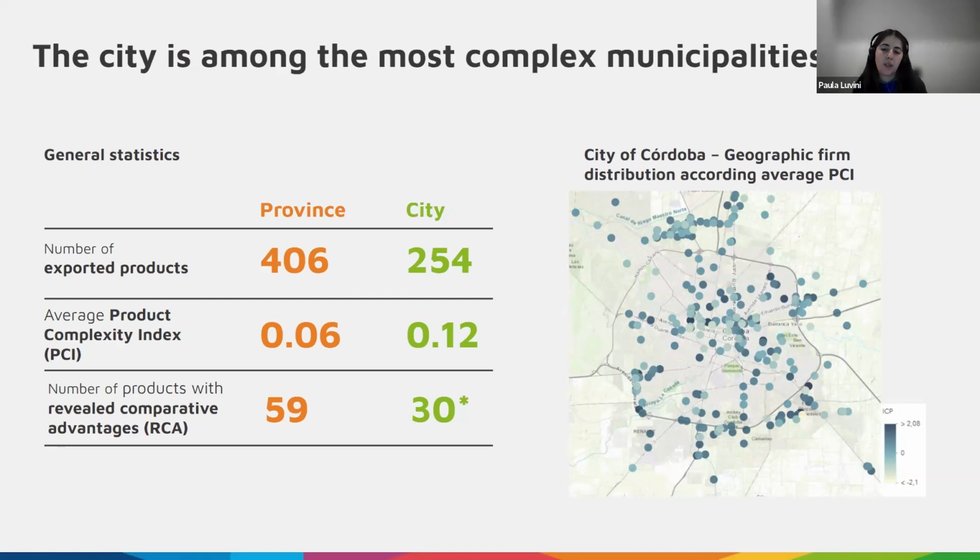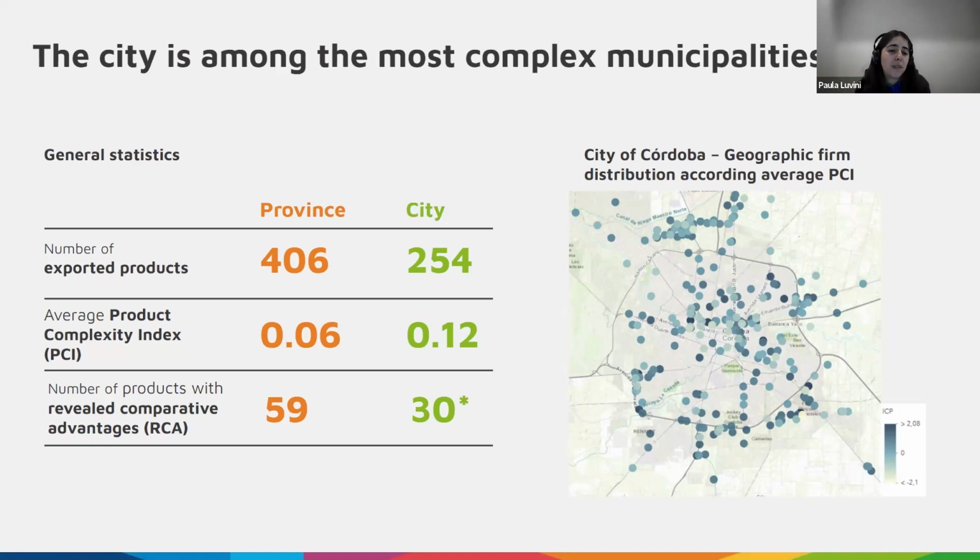So what we did was a twist in the methodology and said, okay, we know the revealed comparative advantages of the province in the traditional way, and we know which of these products are exported by the city by the scraping method. So these 30 products, which are exported by the city and have a revealed comparative advantage in the province, are going to be our revealed comparative advantages in the city.